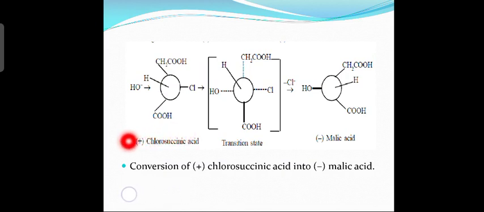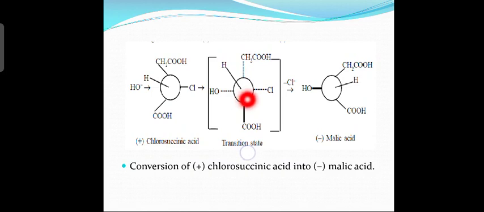So, this is chlorosuccinic acid, and it is dextrorotatory, therefore positive. So, plus chlorosuccinic acid. Now, the incoming group is the hydroxide ion. The hydroxide ion is approaching chlorosuccinic acid. When it approaches, you can see here a transition state is being formed. How is the transition state represented? CH2COOH, COOH, H and then Cl, and then OH. OH is the incoming group, and all these groups lie in one plane. This state is called the transition state.